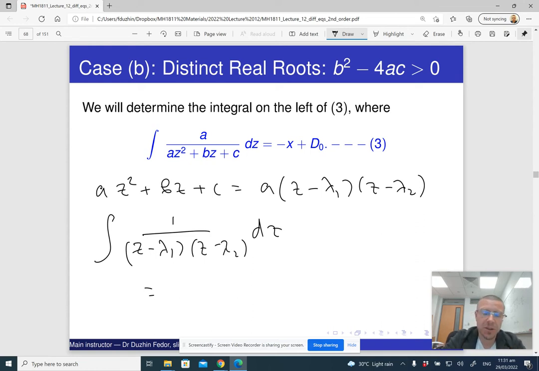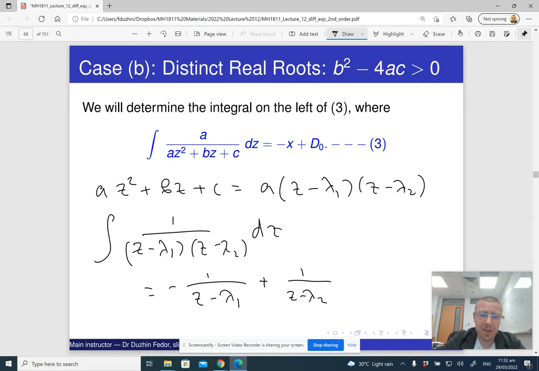do the partial fractions, right? So it's going to be a partial fraction decomposition. So essentially it's 1 over z minus lambda 1 plus 1 over z minus lambda 2. I guess it should probably be minus, right? Or maybe this was minus, this was plus, doesn't matter.